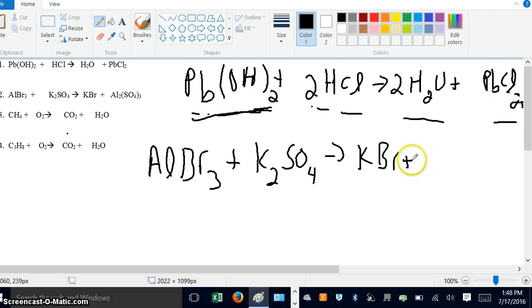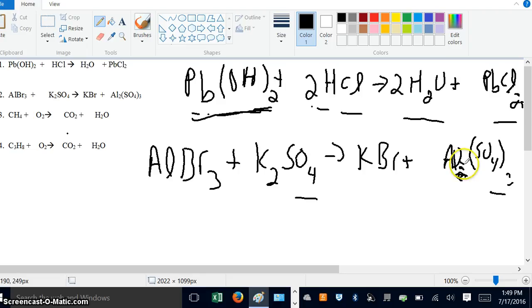plus aluminum sulfate. So Al2, and then that's a 2, and then the SO4, and because aluminum's charged plus 3, there's 3 of these. All right, we're not interested in that. So notice this time we have a polyatomic ion, the sulfate in particular, on both sides of the equation. So let's start with this.